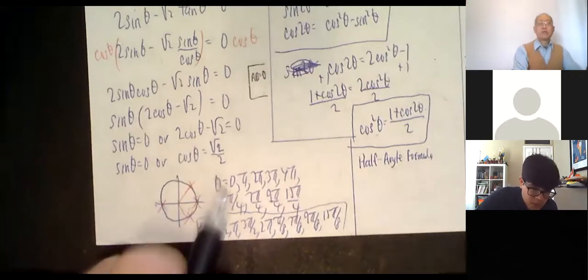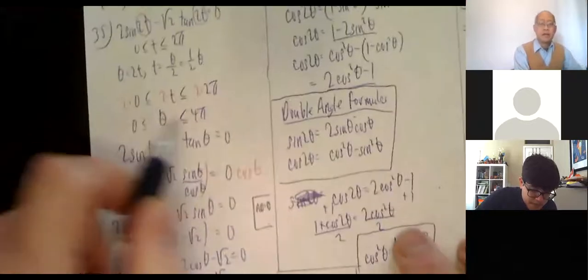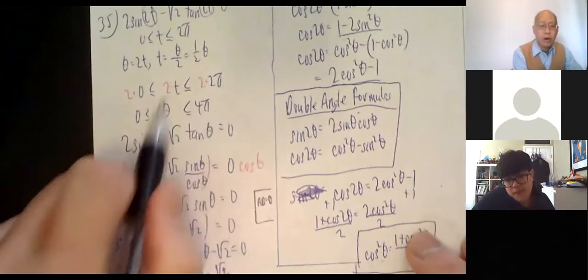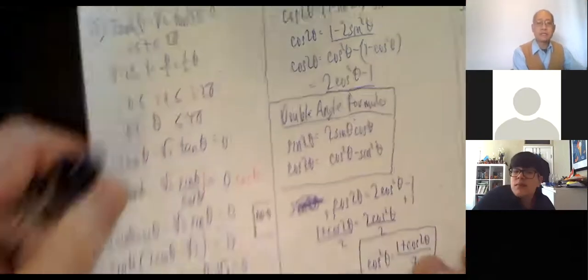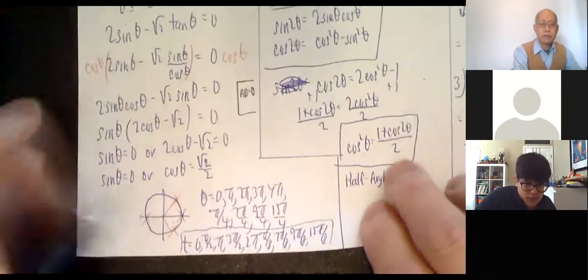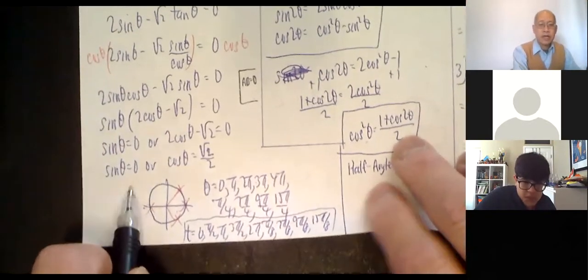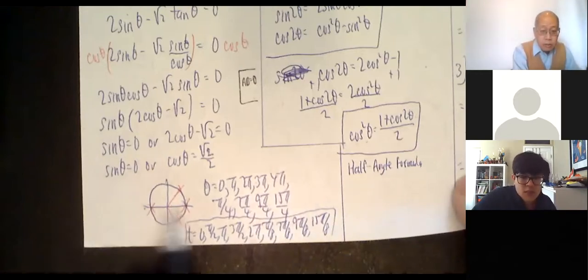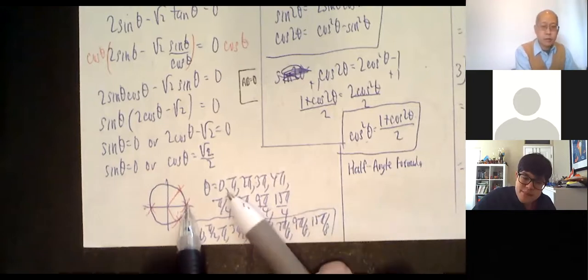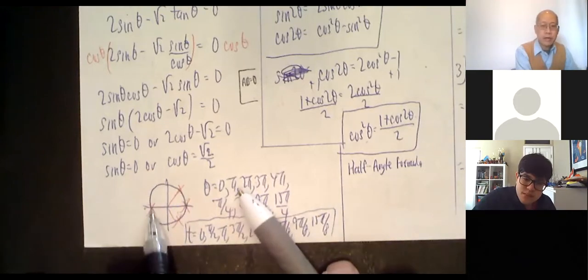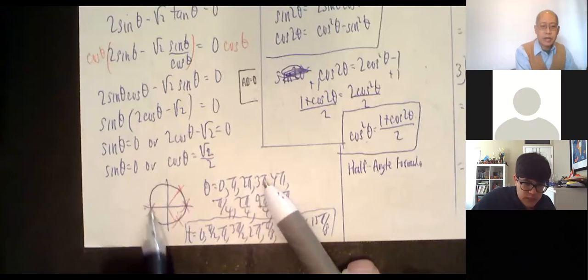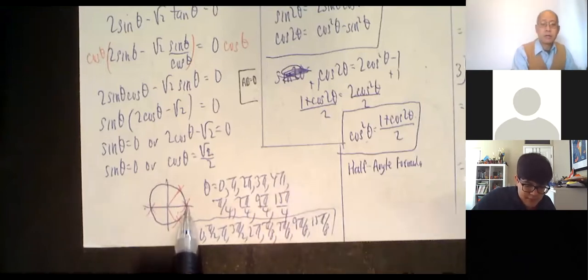Now I'm ready, but I want theta to be between 0 and 4 pi, so I have to go all the way around the circle twice. A little bit tricky. So sine of theta equals 0. Y coordinate is 0. So here's the y coordinate 0. So where does that happen? 0, pi, 2 pi, 3 pi, 4 pi.